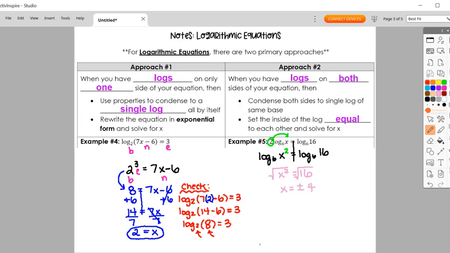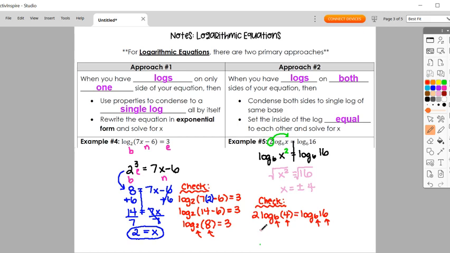Time to check for those extraneous solutions. So our check number 1 will start with the positive 4, plugging it into our original problem. So the original problem has the 2 in front. Make sure you keep it the original problem you are plugging in. Okay, check the bases, they are positive. Check the insides of the logs, they are positive numbers. So 4 is good to go.